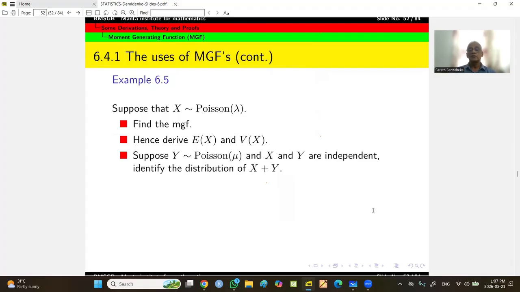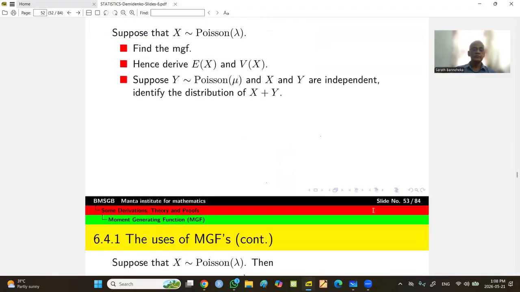And suppose y has another Poisson distribution with some other parameter, mu say, right? And suppose x and y are independent. So what should be the distribution of x plus y is the question, right? So in this case also, you might be able to guess the distribution by looking at the physical properties. We can also derive the distribution of x plus y using the moment generating function technique. Okay, so let's do that.